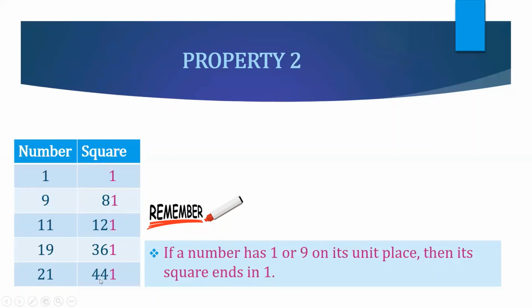And square of 21 is 441, which again has 1 on its unit place. Students, here I have taken only 5 examples, but you can check the result for any other numbers which have 1 or 9 on its unit place, and you will observe that the square of those numbers will always have 1 on its unit place. So this is the second property.